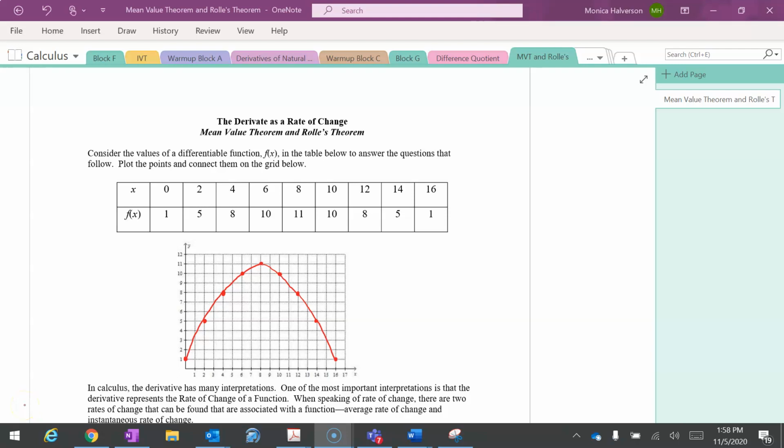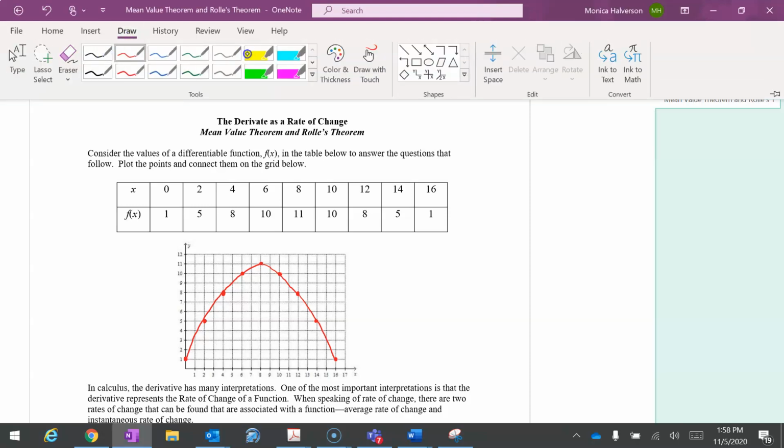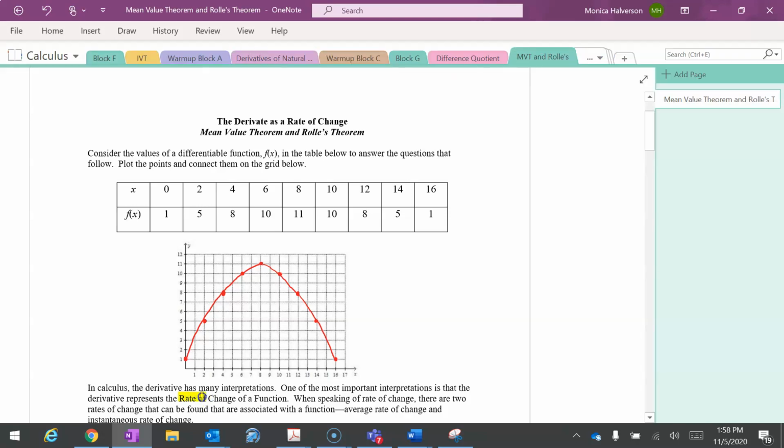Today, we're going to focus on two additional theorems that can be applied to differentiation, and that is the mean value theorem and Rolle's theorem. So we've talked a lot about derivatives, and we've talked about that the most common definition of a derivative is the slope of a tangent line at a specific point. And in Algebra 1, Geometry, Algebra 2, we've talked about the fact that slope can be termed as the rate of change. All right, slope can be termed as the rate of change.